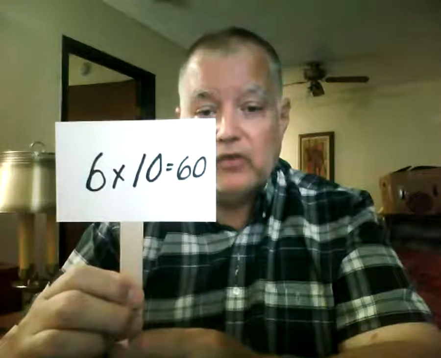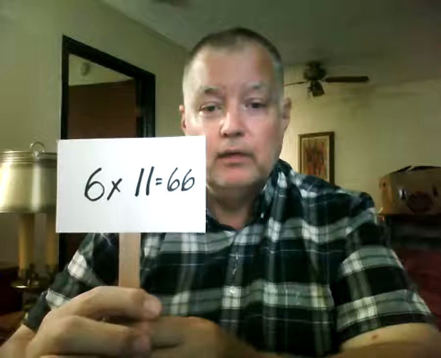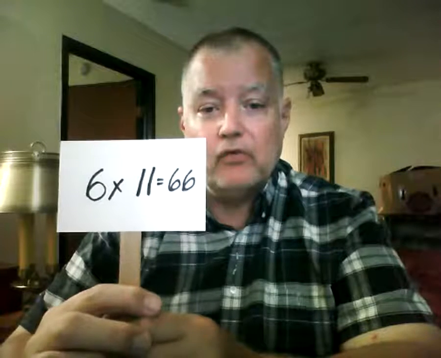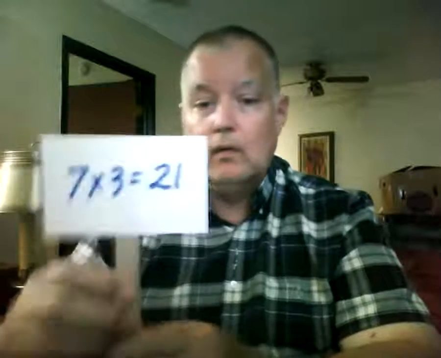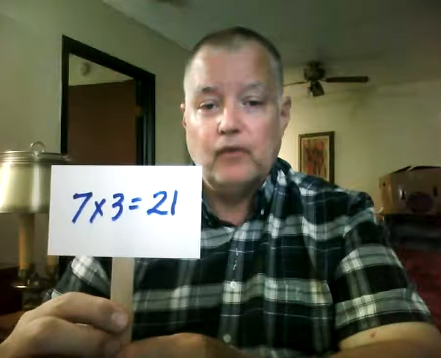Say these with me if you don't care. 6 times 10 is 60. You never know when you need to do math really quick, and these are helpful. 6 times 11 is 66. 6 times 5 is 30. 7 times 3 is 21.